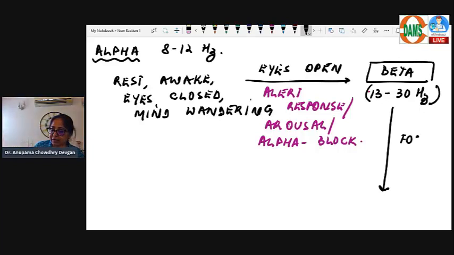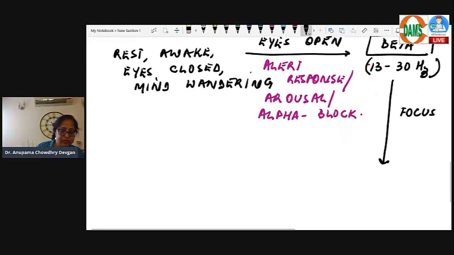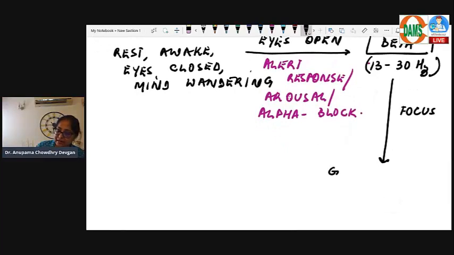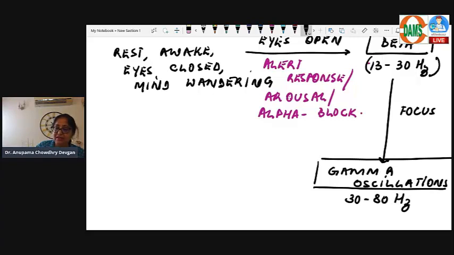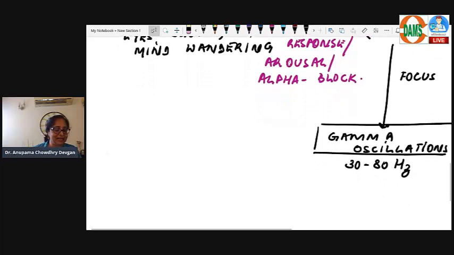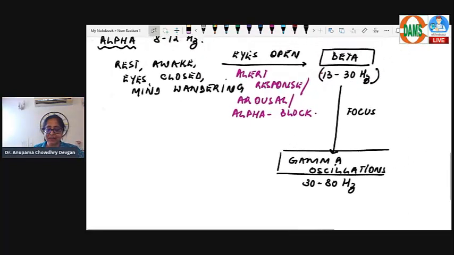The moment you focus on something, if I ask you to focus on something, then beta is replaced by gamma oscillations. And what are these gamma oscillations? Gamma oscillations are very high frequency activity. These are 30 to 80 hertz.